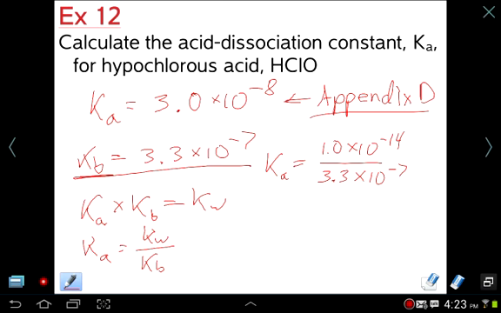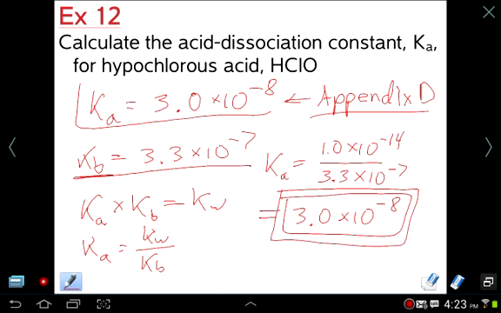So 1.0 times 10 to the negative 14 divided by 3.3 times 10 to the negative 7, and we should get 3.0 times 10 to the negative 8. That is verified. So we proved here that the Ka and Kb constants are related, which is a pretty powerful idea. In fact, you can use this to solve many different acid-base problems, as we'll see.